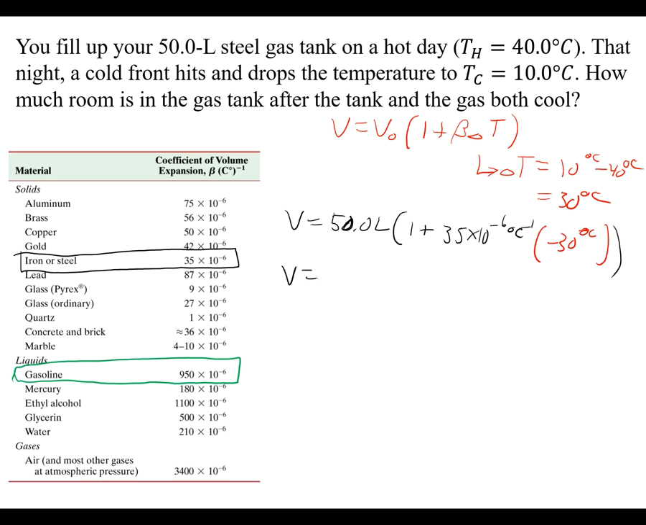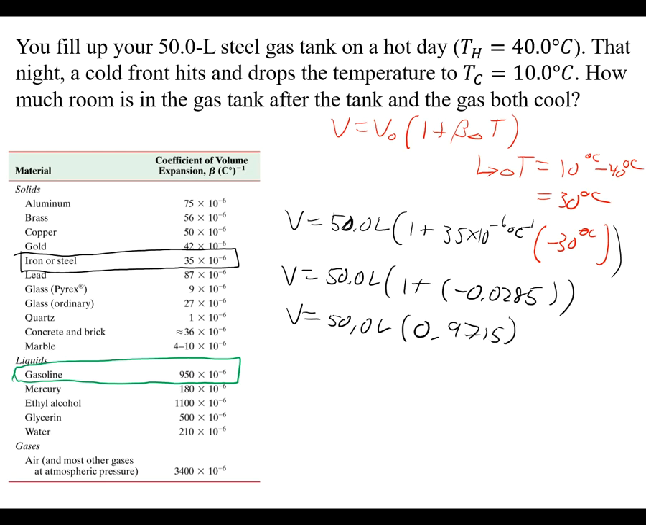All right, so my volume then is going to be 50 liters times 1 plus, both of those multiplied together, gives me a negative 0.0285, or 50.0 liters times 0.9715, which gives me a total volume of 40. I'm sorry, I'm using wrong numbers here. These are the numbers for the gasoline that I'm using here. So let me come back here.